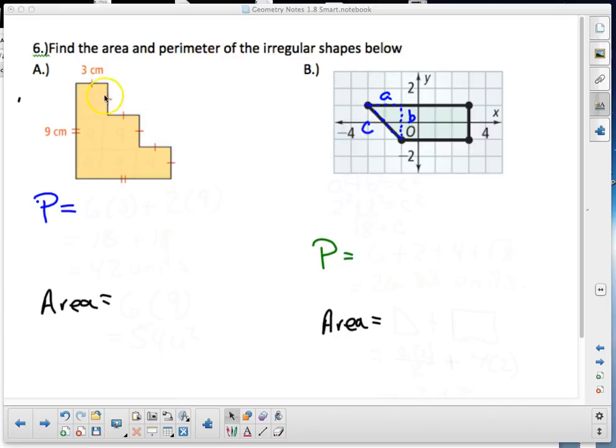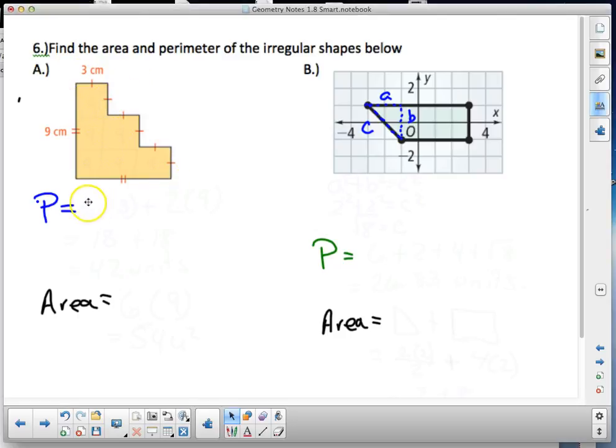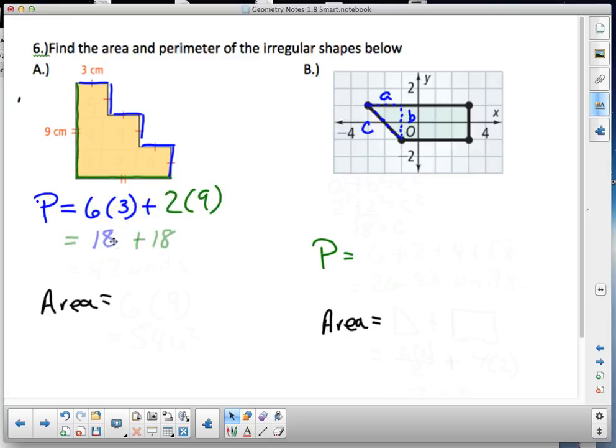Now notice that there are 1, 2, 3, 4, 5, 6 3-centimeter segments. So we're going to talk about those 6 3-centimeter segments. 6 times 3, that's the first part. There are 2 9-centimeter segments. And so I add those together, which is 6 times 3 is 18, 2 times 9 is 18, and I get myself 36. So this is equal to 36 units, or centimeters, excuse me.